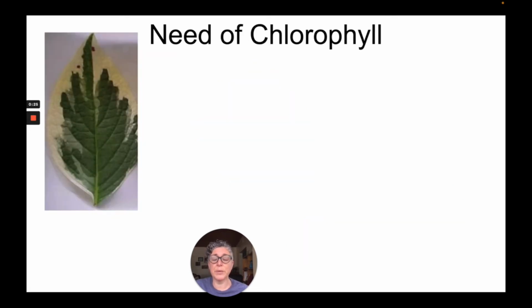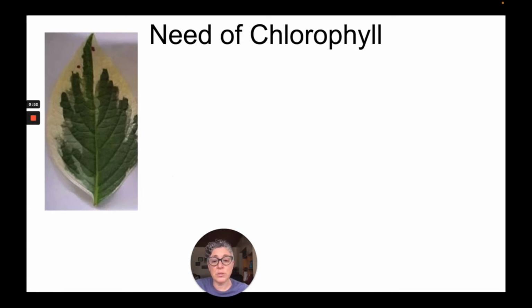So the first factor we're going to take a look at is the need of chlorophyll. So we're going to use what's called a bifurcated leaf. That is a leaf with two colors, one being green, which will have the chlorophyll, and the other area which will not be green, and we will assume that it does not have chlorophyll. And we're going to take a look at what happens in the areas between those two colors and see which one is doing photosynthesis and which one is not.